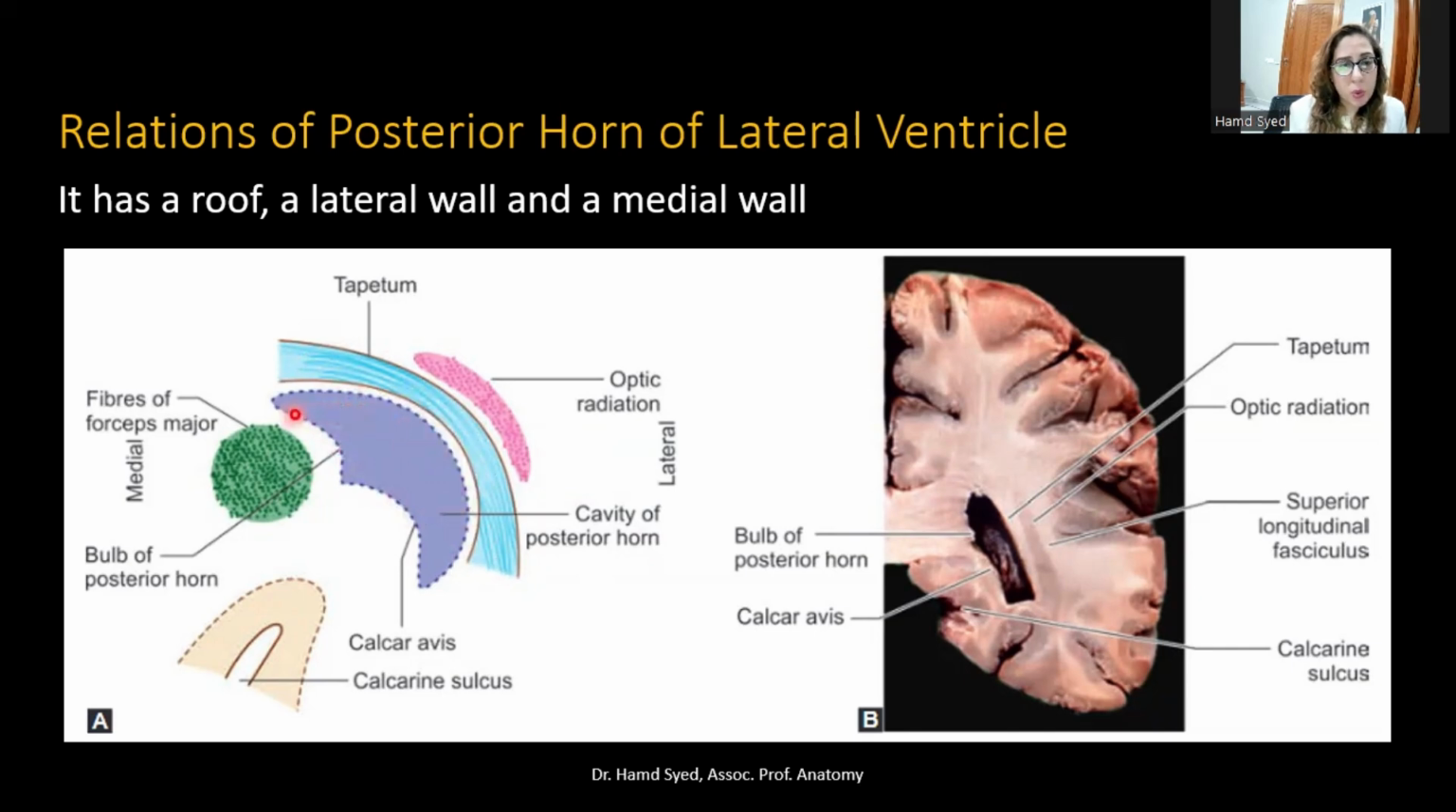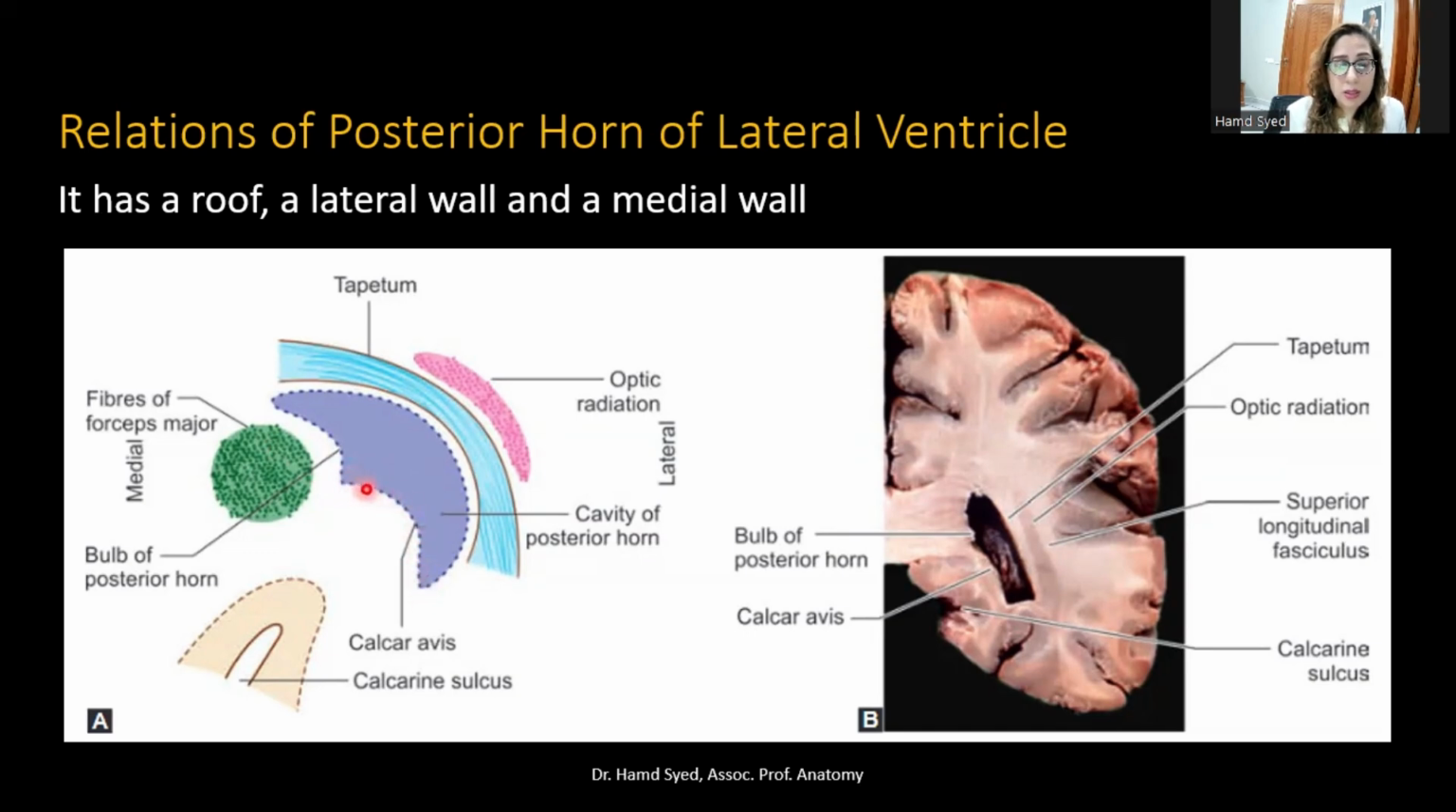And if we look at its floor, there will be two elevations in the floor. The uppermost one is known as the bulb of posterior horn. This elevation is produced due to the fibers of forceps major. This is the bundle of fibers which extends posteriorly from the splenium of corpus callosum. And here you can see the other elevation, which is known as calcar avis.